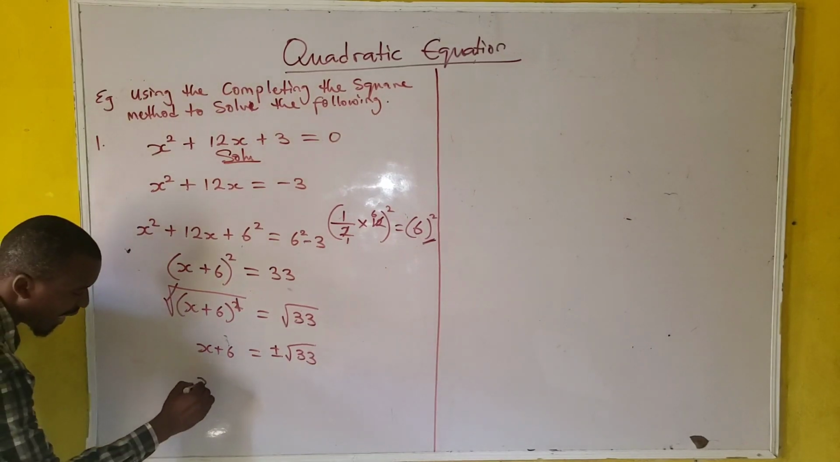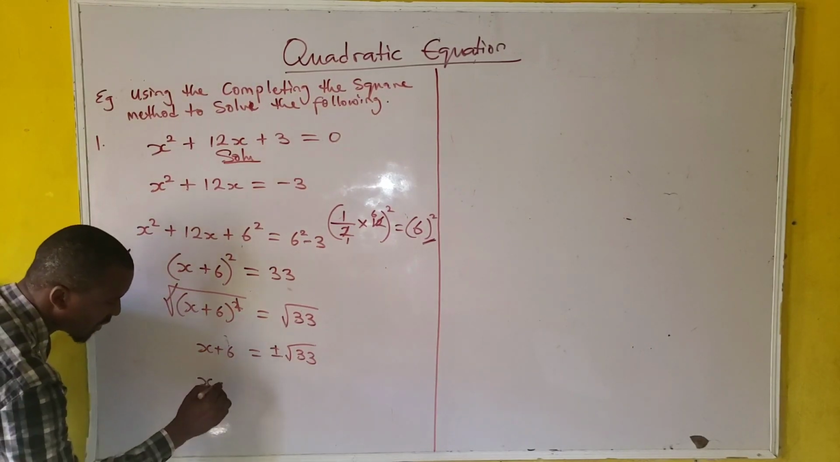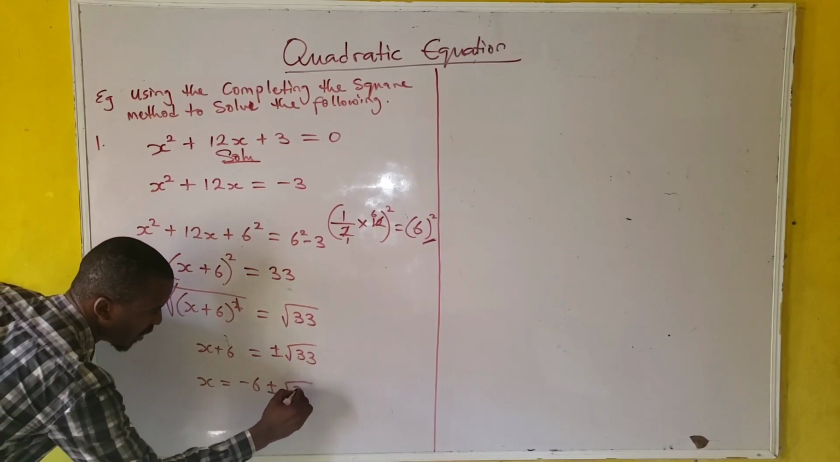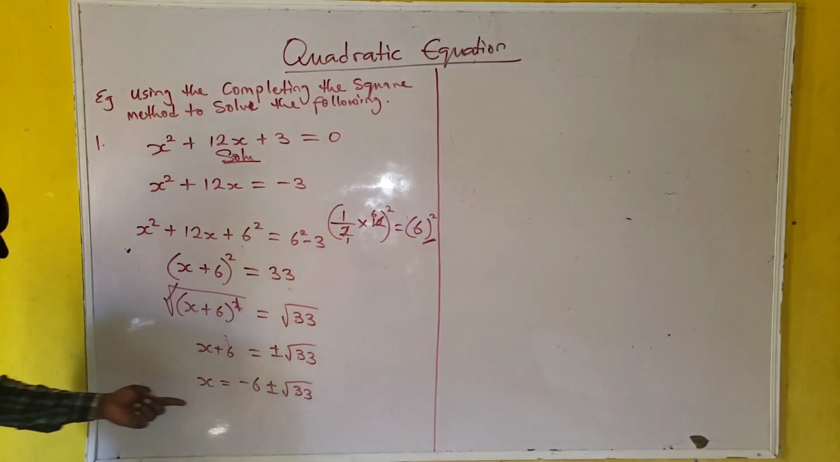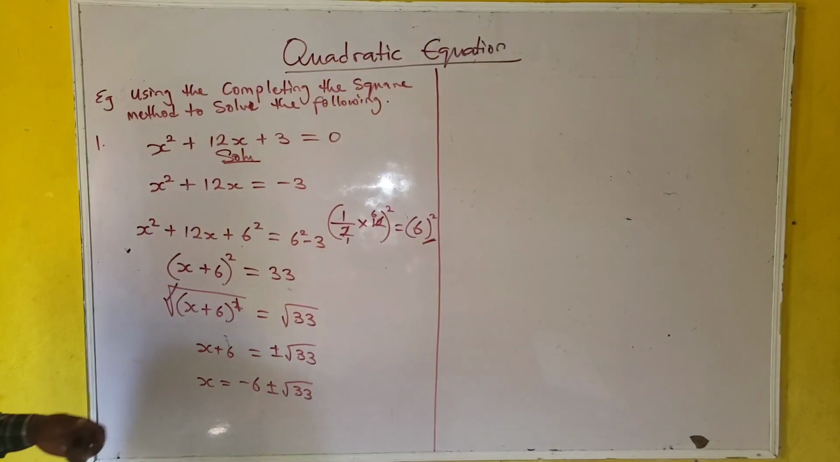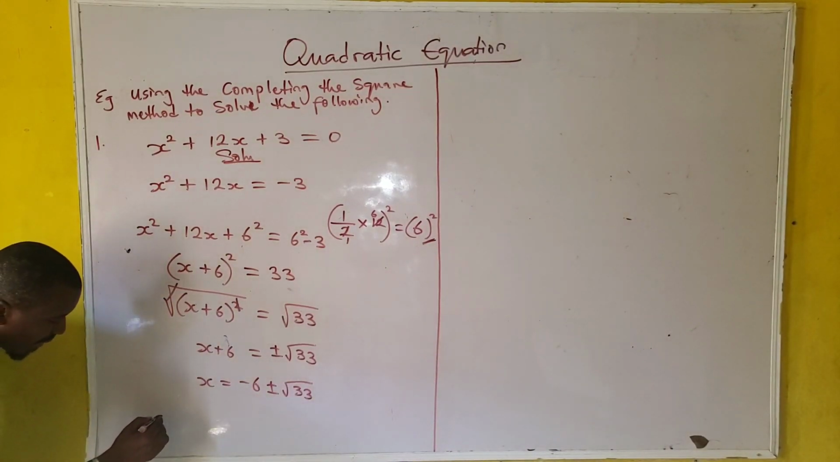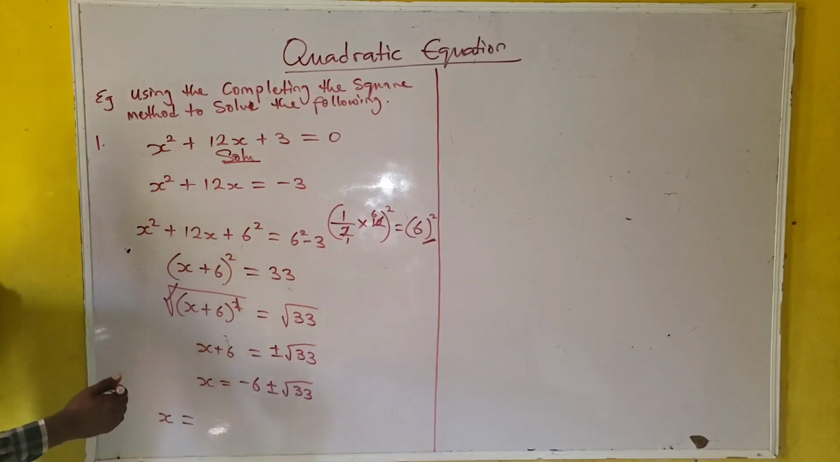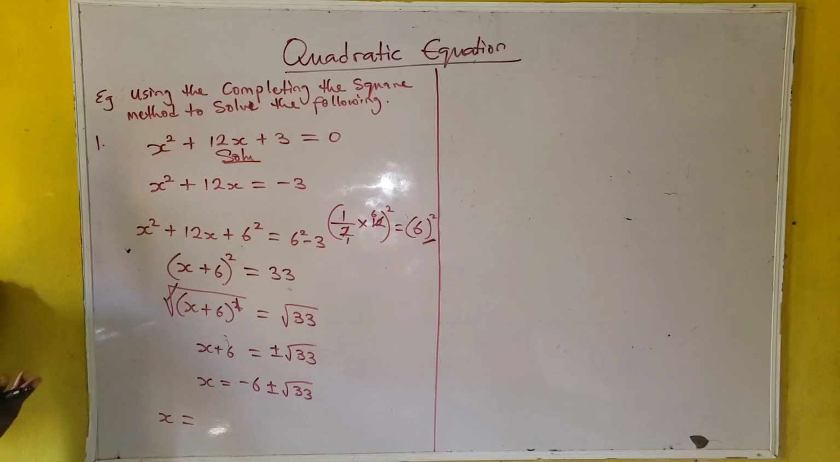So when you solve for your x, this one will transfer to this part, which will give you minus 6 plus or minus square root of 33. So you can see that it is simpler than the way we anticipated it to be. Okay, so what is our x now? Our x is this. Plus or minus means that it's either plus or minus. So that will give you the two answers of your quadratic equation.